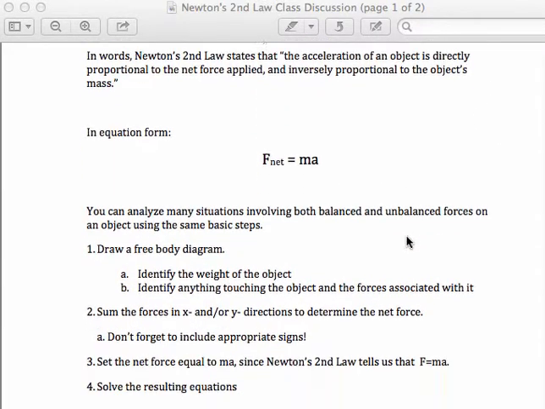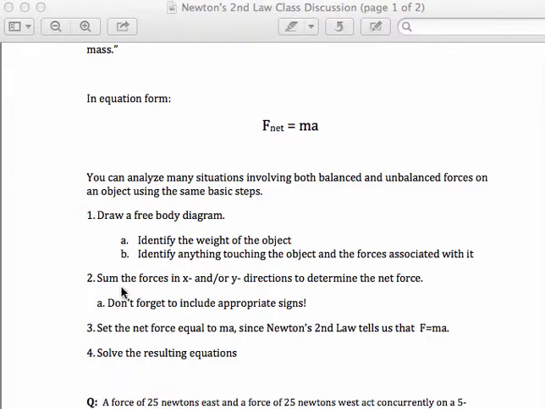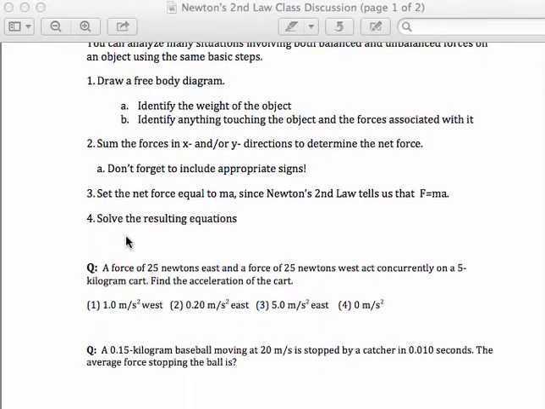Down here on the bottom, I have 4 steps for solving Newton's second law problems. Draw a free body diagram. After you draw the free body diagram, sum the forces in the x and/or y direction. Typically, it's just going to be one or the other. Either there's going to be a net force in the x, or a net force in the y. And don't forget to include your signs. Then, once you figure out the net force, you set the net force equal to mass times acceleration, which is what Newton's second law is, and then you solve. I'll do some example problems with you guys to give you a feel for what this is all about.